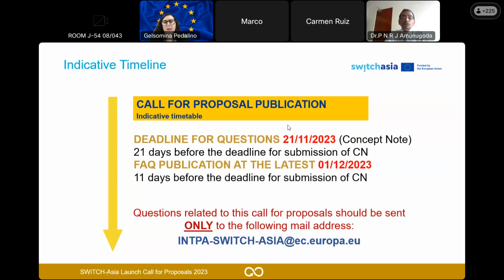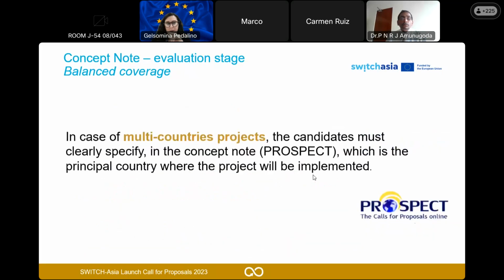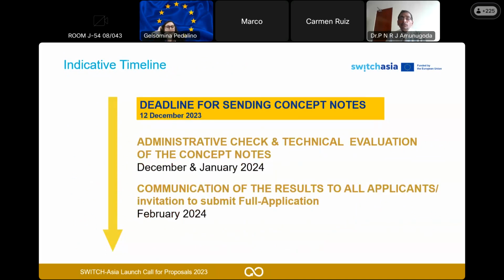Here we have the calendar. The deadline for the questions will be on the 21st of November. We already received a batch of requests for clarification, and we will be able to publish in the next days the first set of replies that we prepared. The questions will be addressed, as you already are doing, to this functional mailbox below. The deadline for sending the concept note will be the 12th of December. The administrative check and the technical evaluation of the concept note will take place between December and January. The communication of the result will arrive most probably in February 2024.